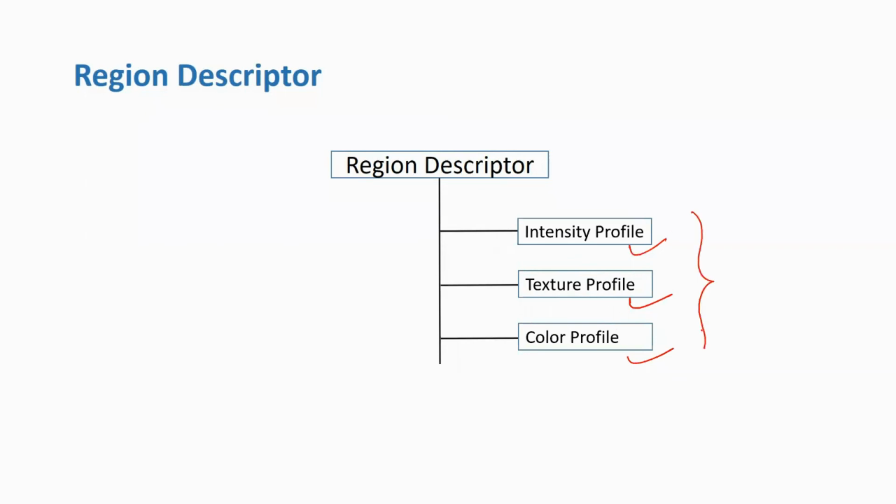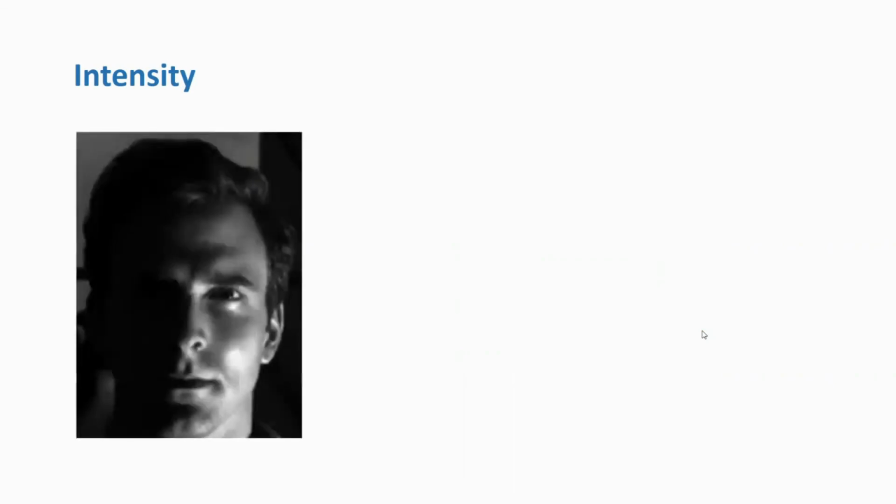Okay. Now, first we will start with intensity. We will try to extract some descriptors of features by using the intensity. Here, just think some image has been given. This is a grayscale image basically, where we have only 2 colors which are black and white.